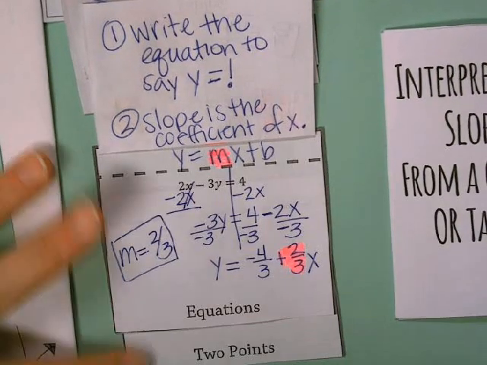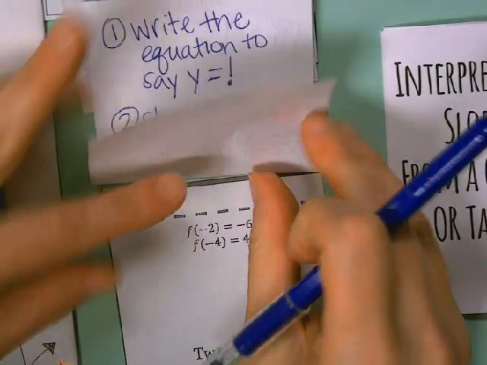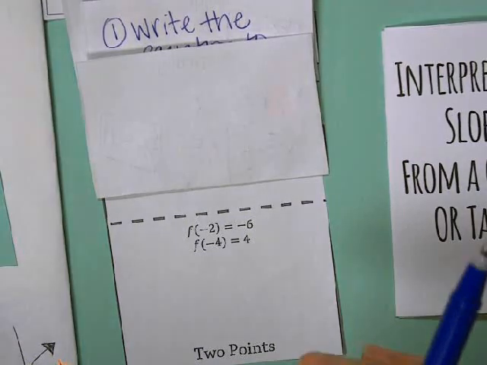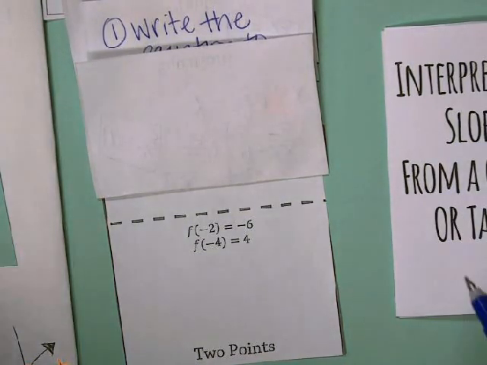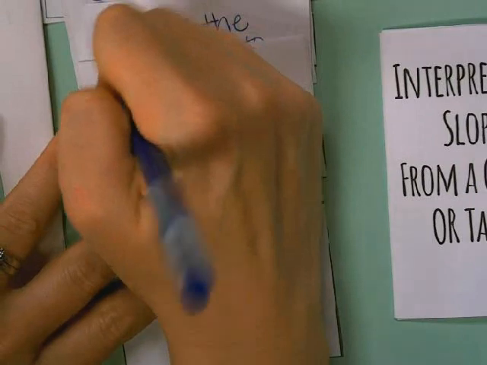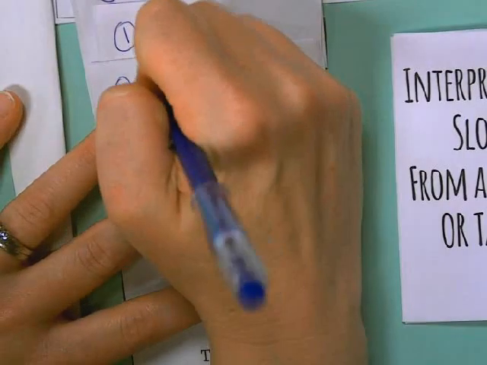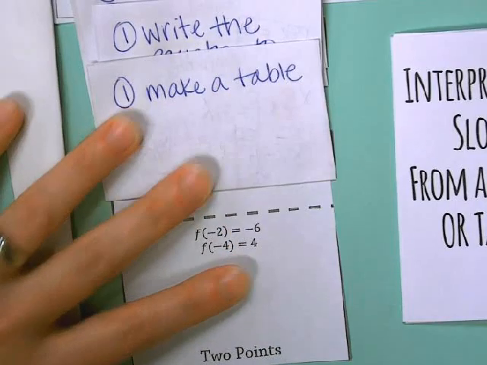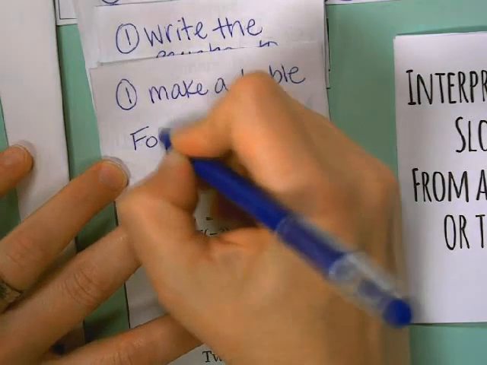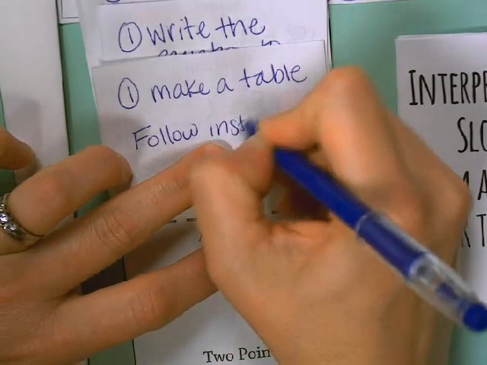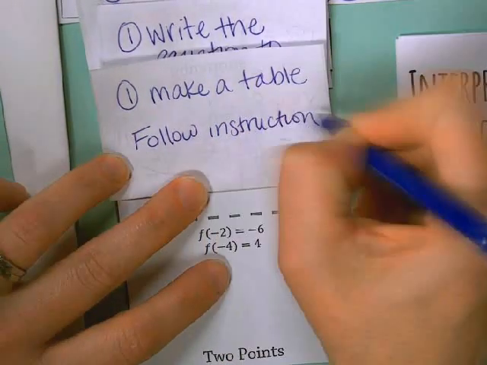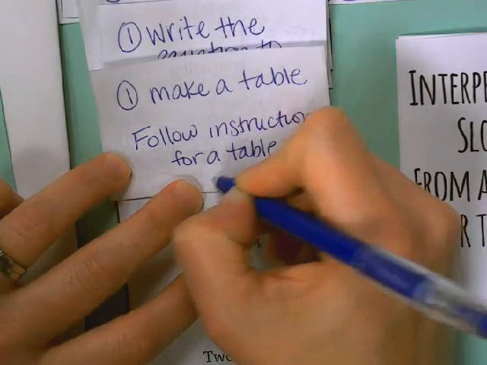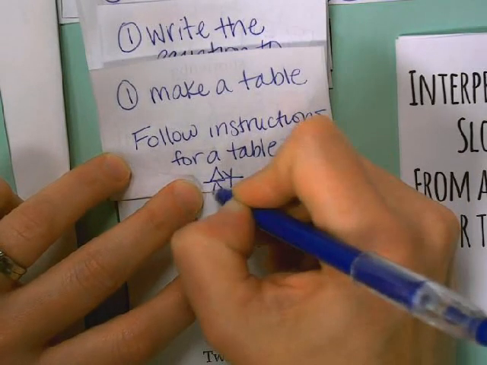Alright, last one. How do I find the slope between 2 points? So you can do that a number of ways. The way that I like to do it is to just put them into a table. It's just easier for me. Okay? So I'm going to use that as my notes. So we're going to make a table. And then we're going to follow the table instructions. Okay, so it's change in y over change in x.